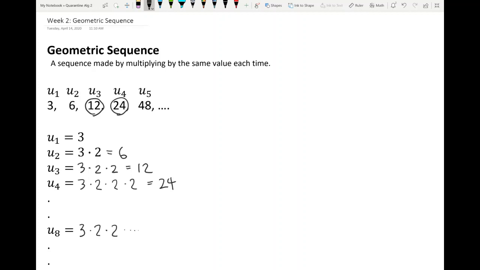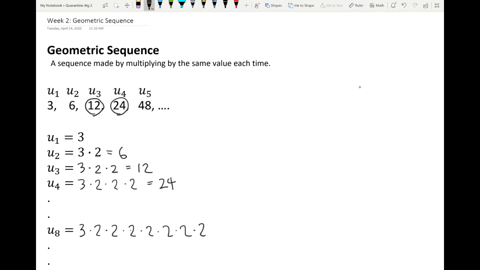So how many 2's do you think we need to multiply? Pause the video right now to think for a minute. Hopefully you realize that we need to multiply 7 2's. So it will be 3 times 2 times 2 times 2 times 2 times 2 times 2. 1, 2, 3, 4, 5, 6, 7 2's.